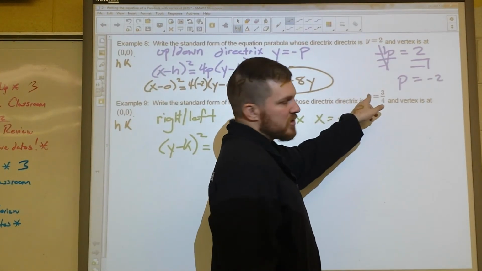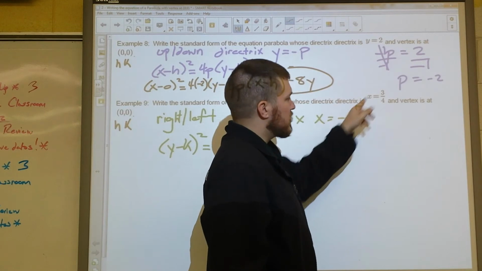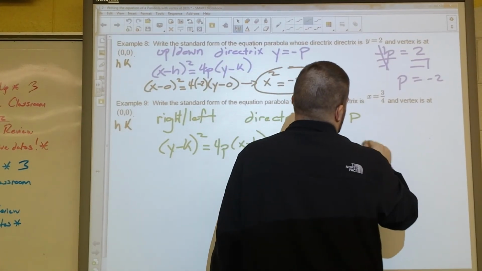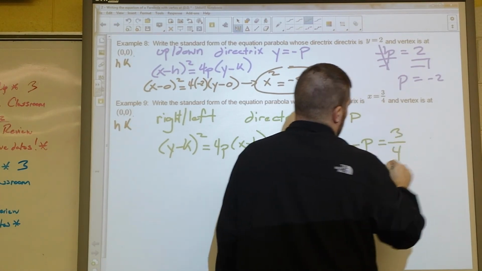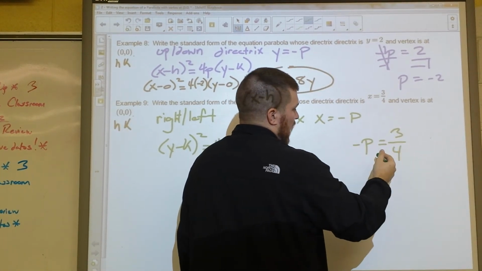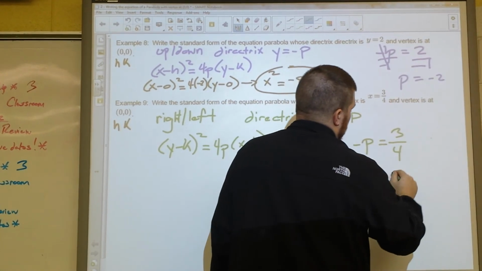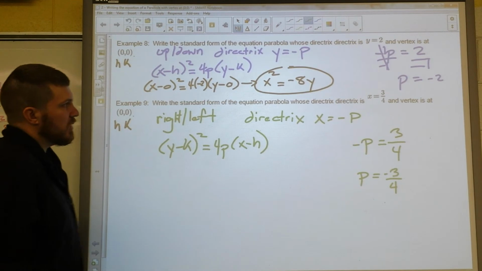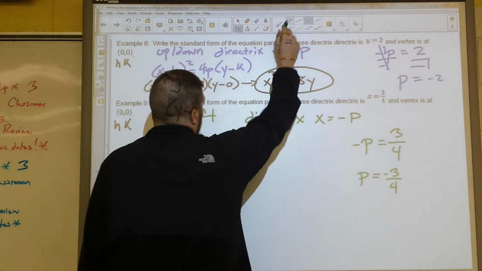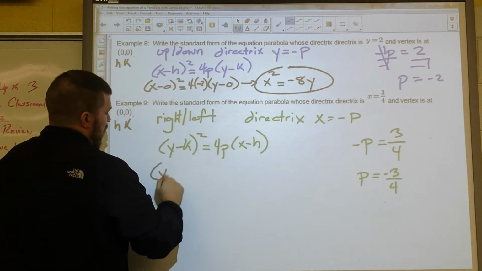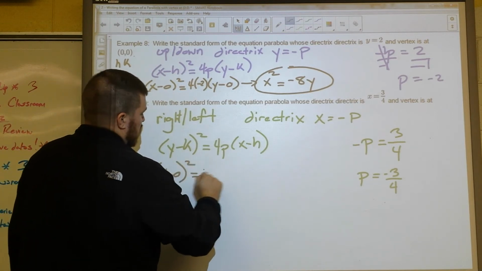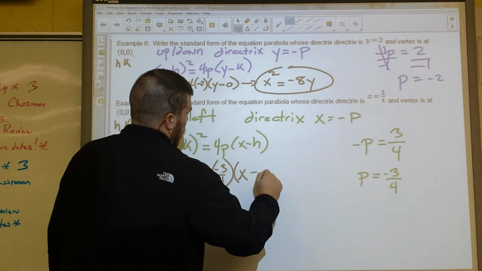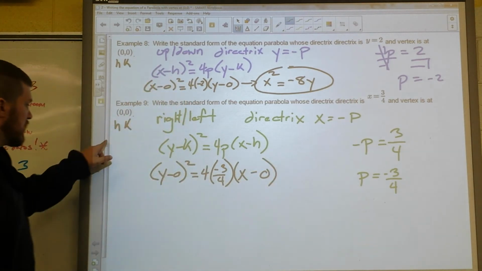Now we need to figure out what p is. So x obviously matches up with x. That means negative p must match up with 3/4. So I can say that negative p is equal to 3/4. Well, that tells me I need positive p, so p is equal to negative 3/4. Now I have everything I need to write the equation for this parabola. So I have (y - 0)² = 4 · (-3/4) · (x - 0).